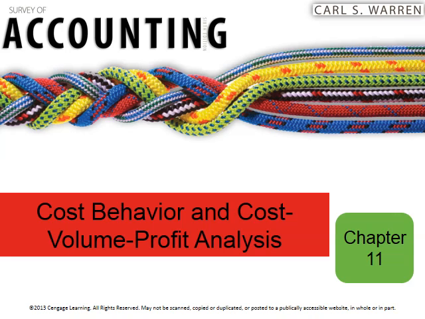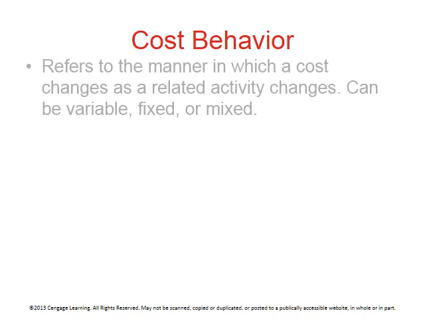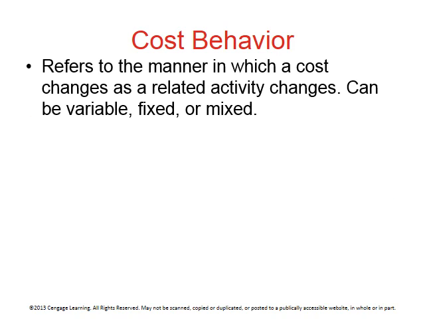Chapter 11 is cost behavior and cost volume profit analysis. So cost behavior is the manner in which a cost changes as a related activity changes. So variable, fixed, or mixed. As you manufacture 100 units, do your fixed costs change? Do your variable costs change? Mixed? That's what we're going to take a look at: how do costs change as activities change, as you manufacture more.